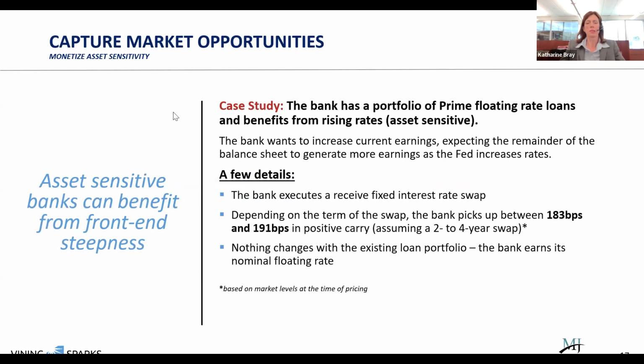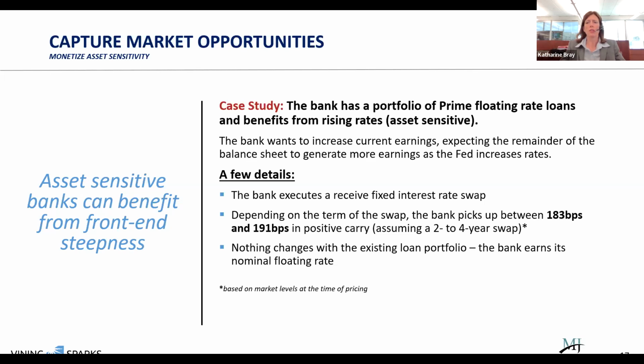You discussed a couple of great pay fixed interest rate swap options. So let's look at these a little differently and how we can use this capability of using interest rate derivatives to take advantage of other opportunities that may be out there. In this instance, we have a bank with a portfolio of prime floating rate loans. The bank is asset sensitive, set up to improve as rates go up.